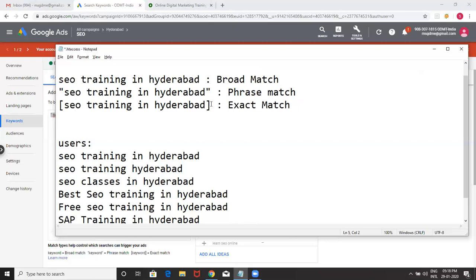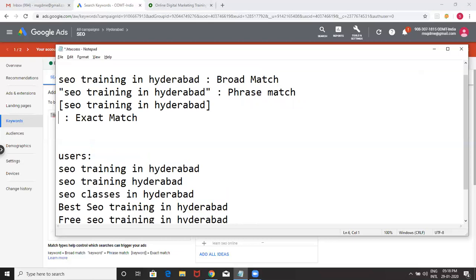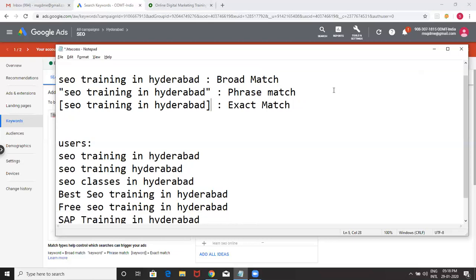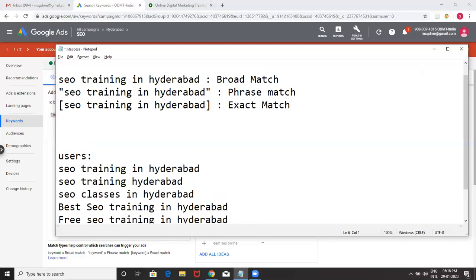Do one thing. In exact match you can give multiple keywords. You can add multiple keywords. Got it? So in exact match, maybe your keywords list will increase, but that is very good. Now, for SEO training Hyderabad, the ad is not appearing. If you want this also, add one more keyword and make it a bracket.